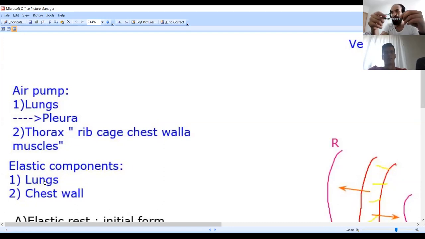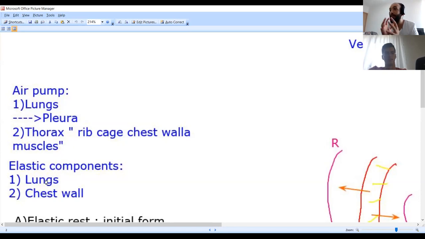And if I apply an energy on it and I'm not in the initial form, a force will appear, a force or a tendency to go back to the initial form. This is called elastic recoil. So the elastic recoil is the tendency to go back to the initial form, to the elastic rest. Now, next, what do you have to know?